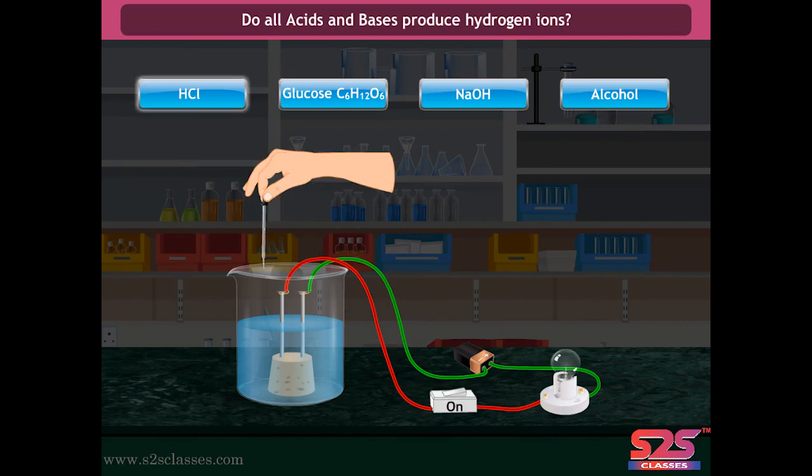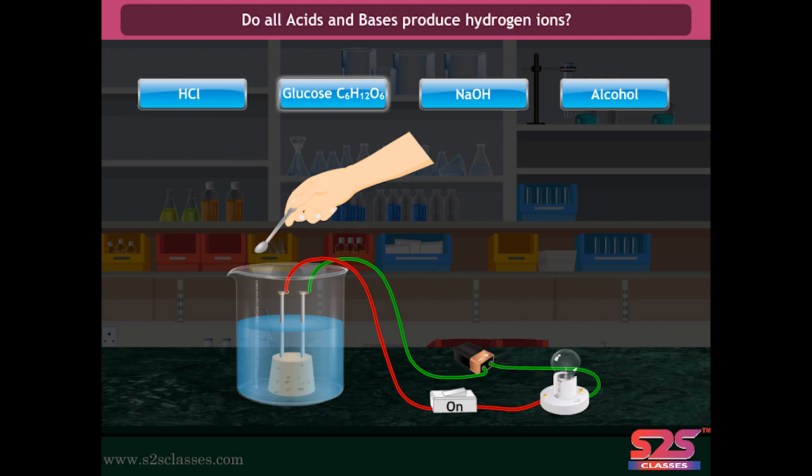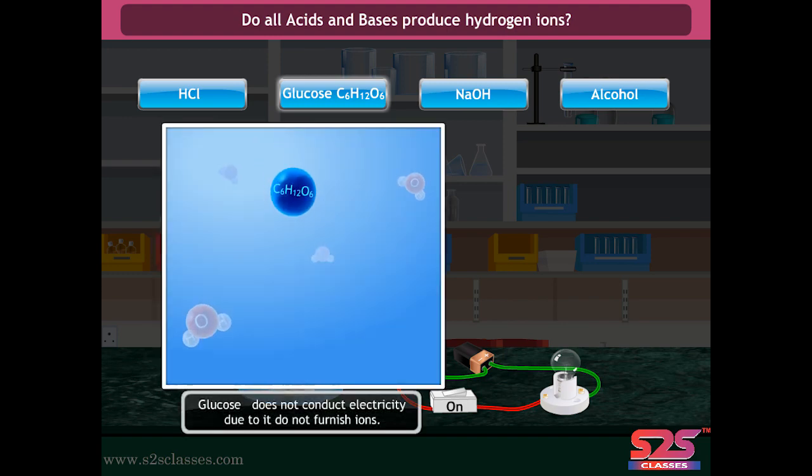HCl produces hydrogen ions or H+ (aq) in solution, which are responsible for their acidic properties, and conducts electricity through the solution. Glucose does not conduct electricity due to that, it does not furnish ions.